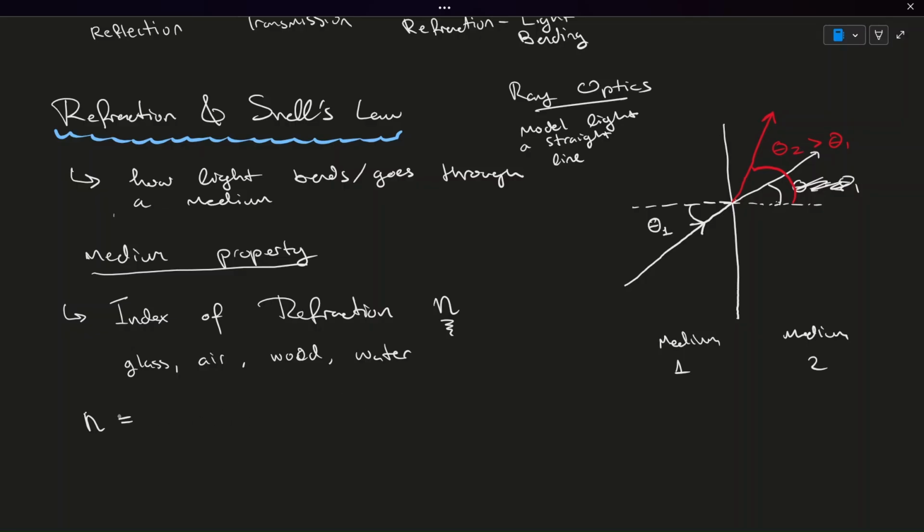So the way we can calculate it is we basically take the ratio between the speed of light in a vacuum, which we denote as c, and c is roughly 3 times 10 to the 8 meters per second, and that's the fastest speed of light you can get. That's the fastest anything can get in the universe. So we have c, and it's basically the ratio between the speed of light in a vacuum over the speed of light in the medium.